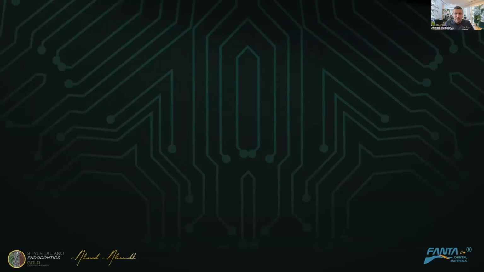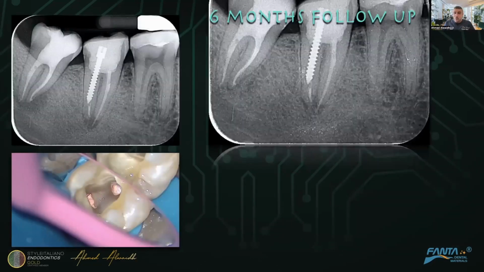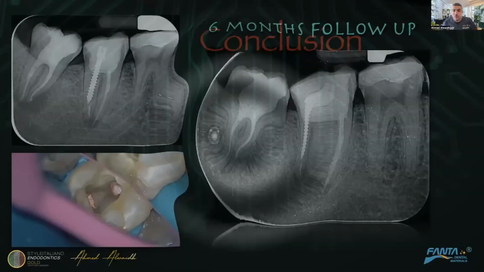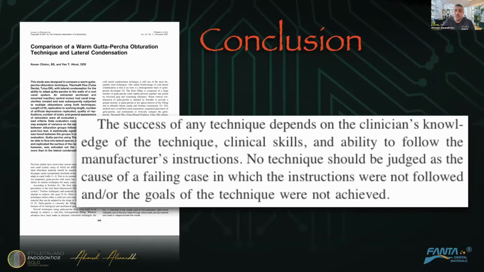This is another case. If you can see, this is also a lower first molar, also treated with the modified hydraulic obturation. And if you can see, we had a lateral canal. Now the question is which technique you will use. Does that mean cold lateral is not successful?